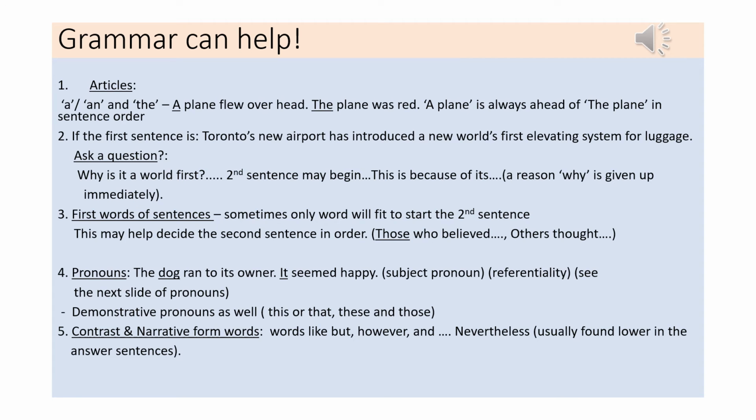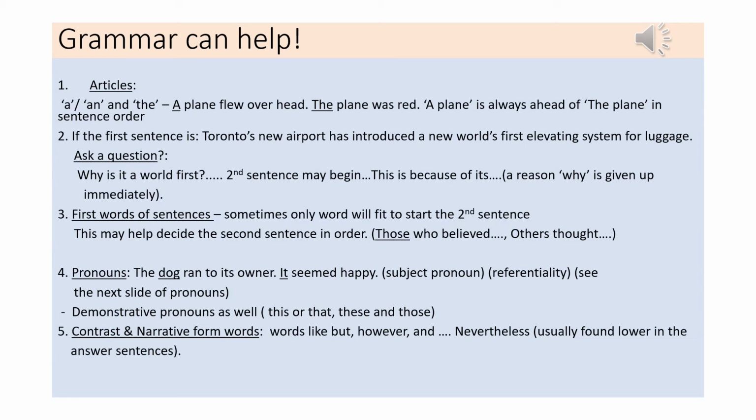Let me explain further with grammar. So grammar can help with a lot of your problems with reorder paragraph. 1, articles. Okay, if you have a, an, and the, when you introduce a new subject, like a plane, in a normal paragraph, you say, a plane flew overhead. Later on, if you're going to refer to the same subject, the plane, then you use the definite article the, because you've already introduced the plane before. So here you'd say, a plane flew overhead, the plane was red. And that tells you the order of these 2 sentences. A plane will always be ahead of the plane in sentence order.